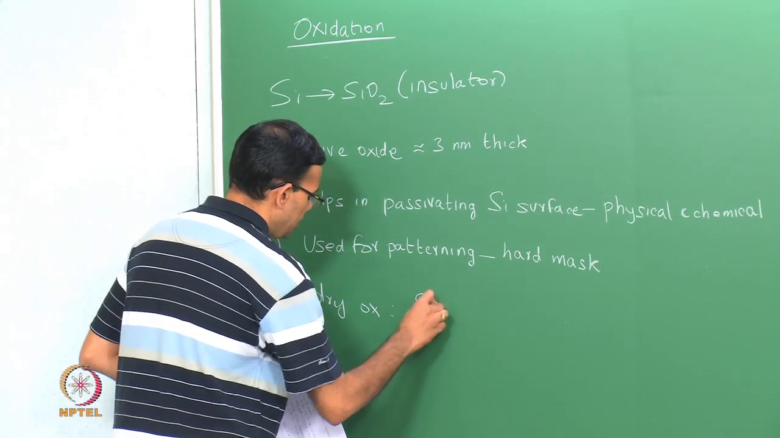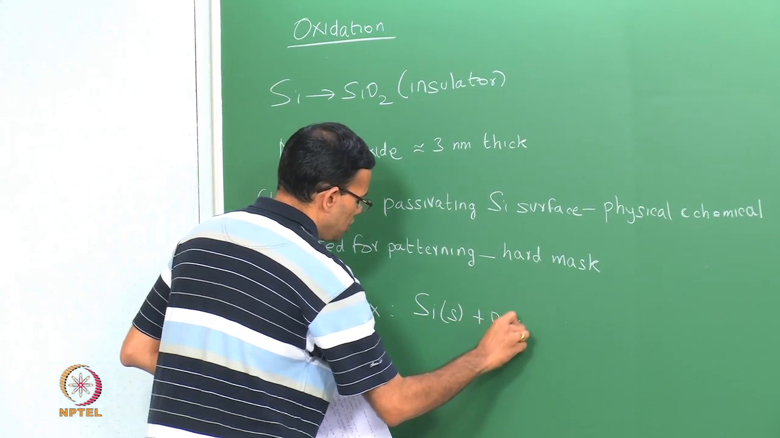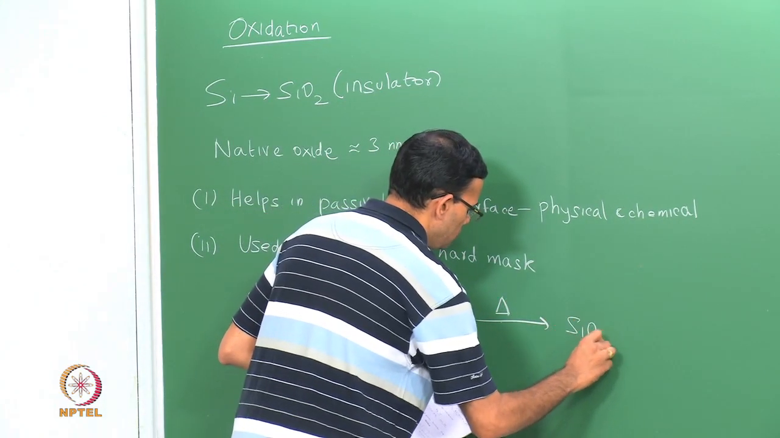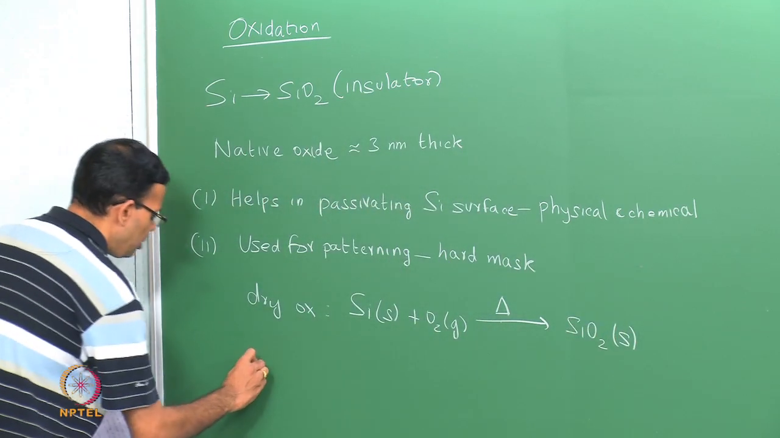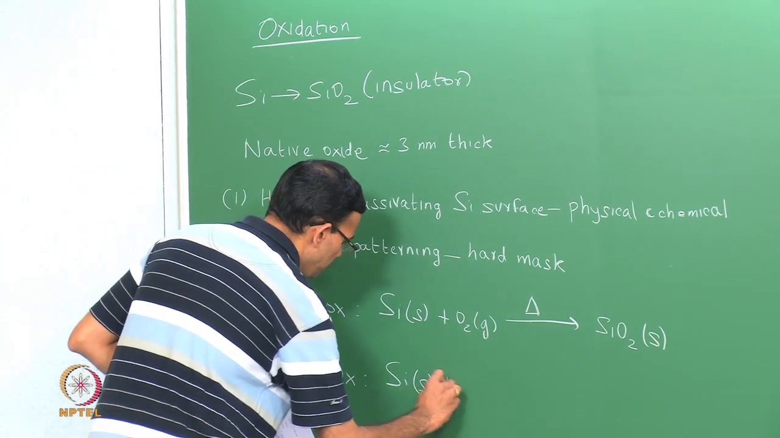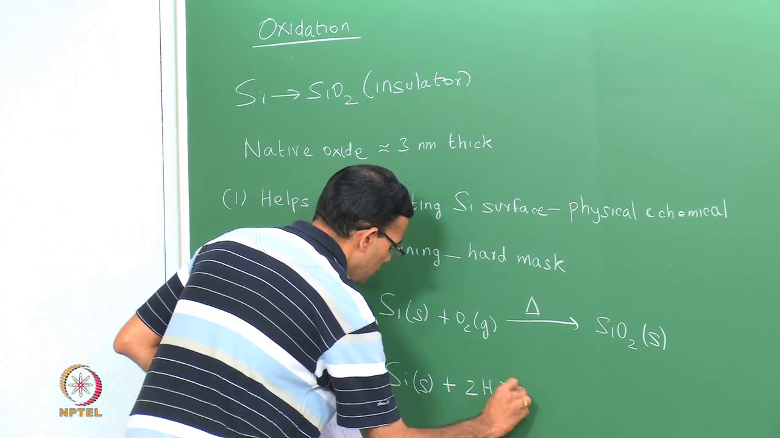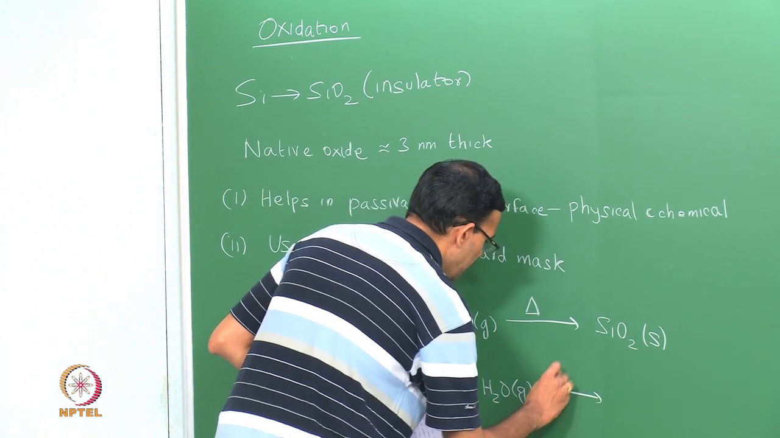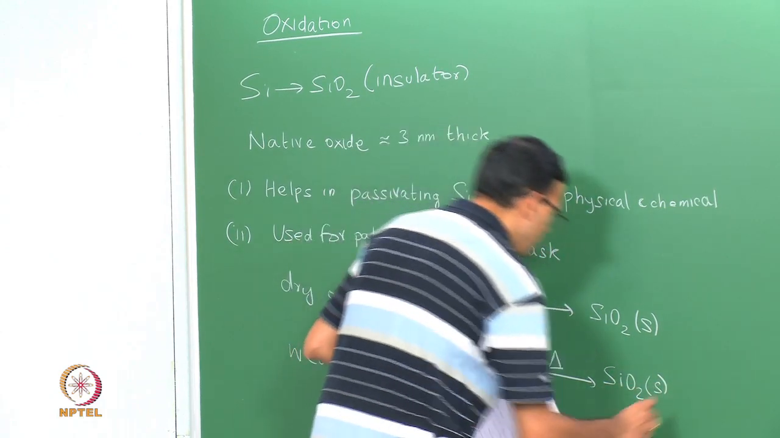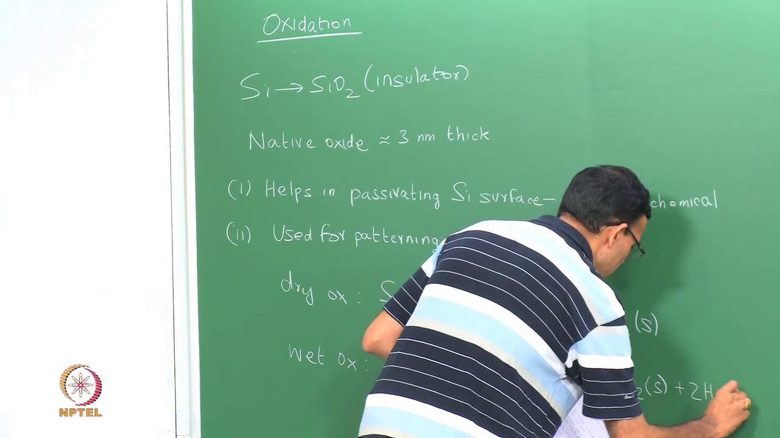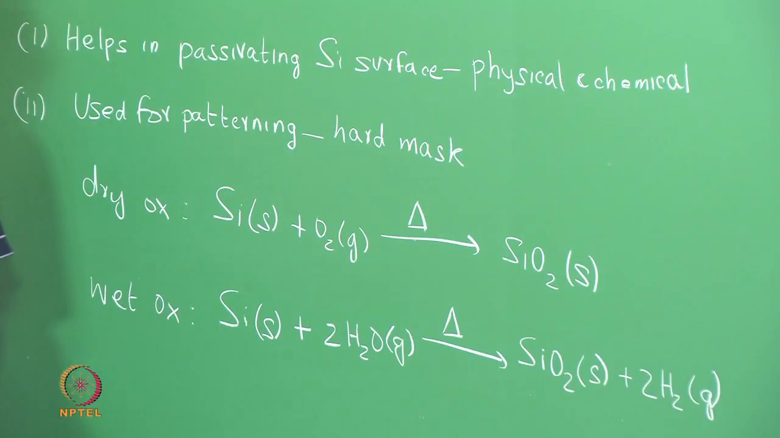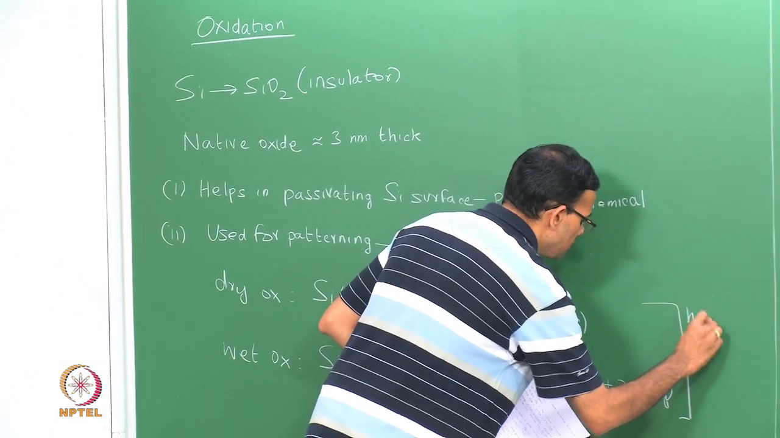In this particular case, silicon reacts with oxygen gas, usually at high temperature, to form SiO2. The other kind of oxide is called wet ox, in which case silicon reacts with steam, again at high temperature, to give you silicon dioxide plus hydrogen. So, both of these processes require high temperature and they both consume the silicon.